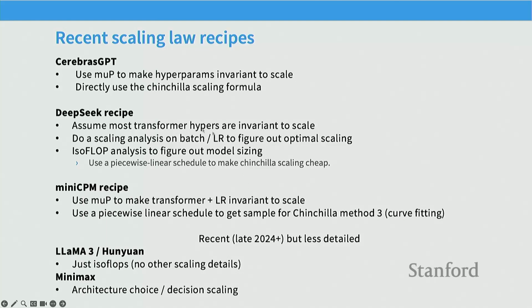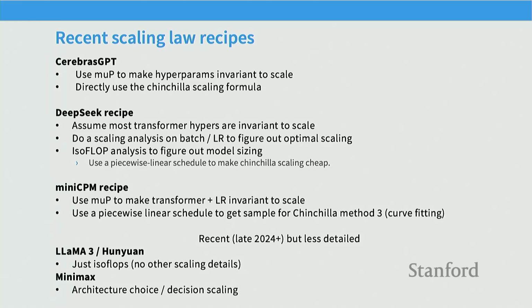They assume that most hyperparameters just don't change with scale, but they do a full scaling analysis on batch size and learning rate, and then they use the scaling laws as a way to figure out optimum scaling. I've already noted that some of the scaling looks a little bit more suspicious than others, but really this is a way to at least get the order of magnitude hopefully right. They use isoflops analysis, they replicate chinchilla once again to figure out the model sizing and to make sure they're in the right order of magnitude. Of the more recent releases, Llama 3 and Hunyuan do isoflops analysis only. Llama 3 does a little bit more, but that's basically it.